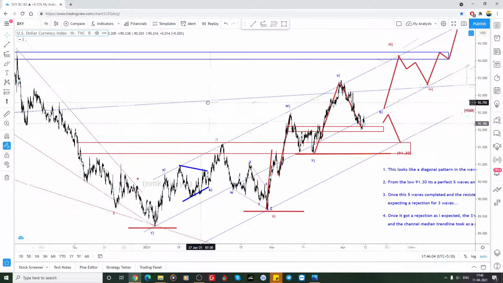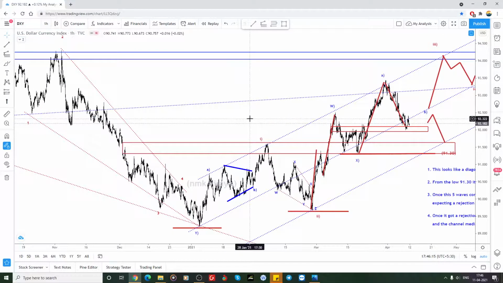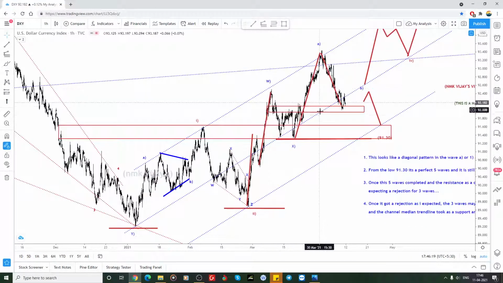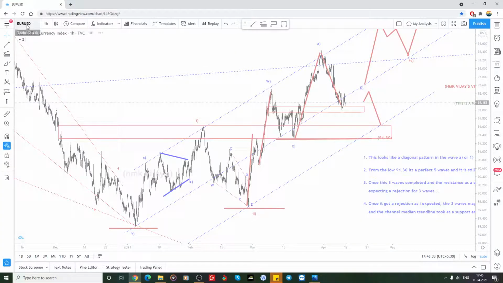So in that view, we need to be on the buy side, whether the deeper correction is going to happen or it is a simple correction. That we can't identify. It all depends upon the fundamental news as well as the technicals. Everything needs to be in a single line and correlated, and then only will it go for our view. So this is my view on DXY. Let's move on to EUR/USD.